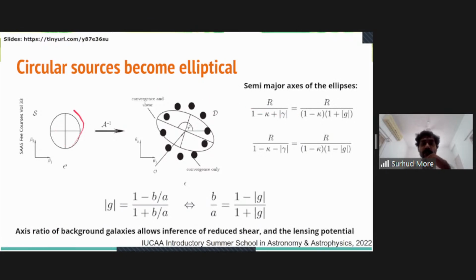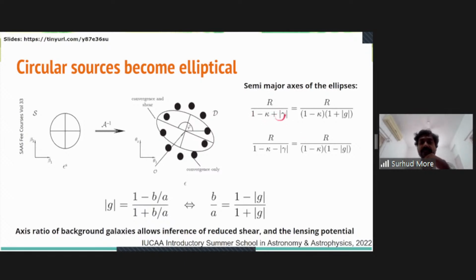And if you go from the source plane and you had a circle with a radius r, then when you convert it into an image in the image plane, it turns out to be an ellipse, just like the one you are seeing here. Right? And the semi-major axis and the semi-minor axis of this ellipse are given by these quantities. Okay, so r divided by 1 minus kappa plus mod gamma and r divided by 1 minus kappa minus mod gamma. So this is the major axis, this is the minor axis. Right? So that's how these things get stretched.